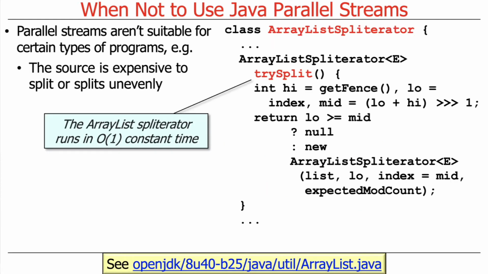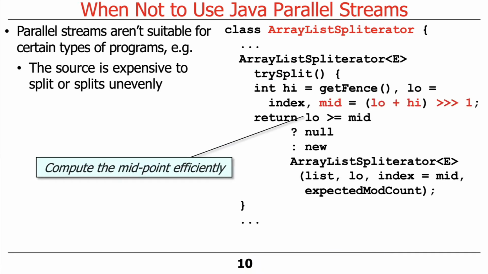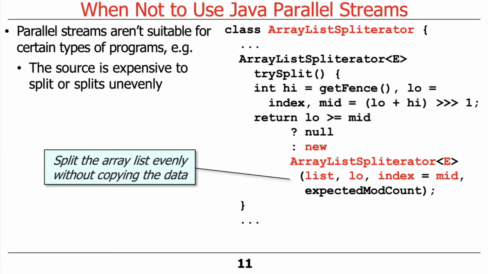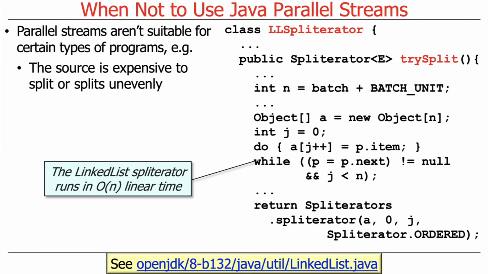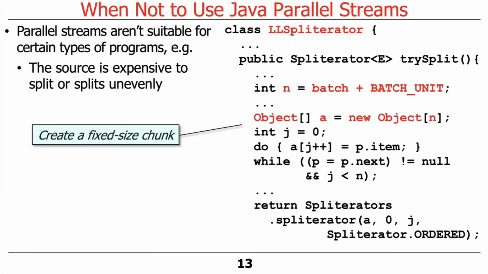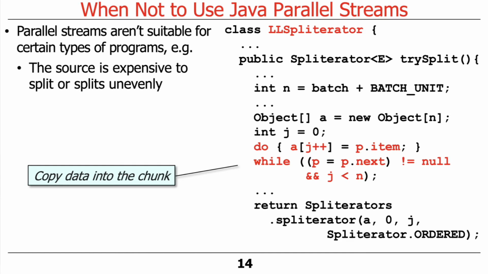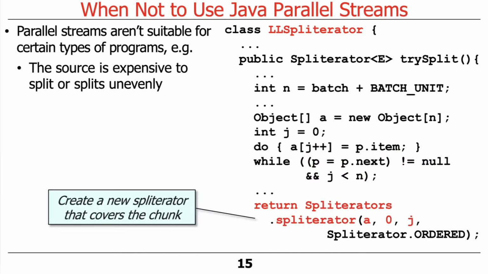Again, the array list spliterator runs in constant time, because you can compute the midpoint efficiently and split evenly. So it's easy, and there's no copying of any data, which is great. In contrast, the linked list version does all kinds of memory allocation and then data copying, and it does it in ways that just don't split evenly or efficiently, so it's much slower.